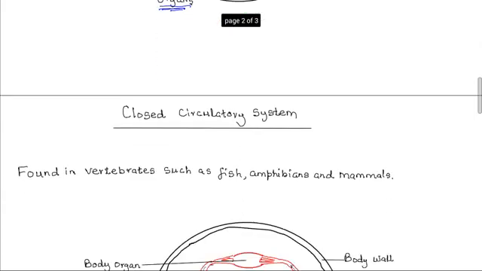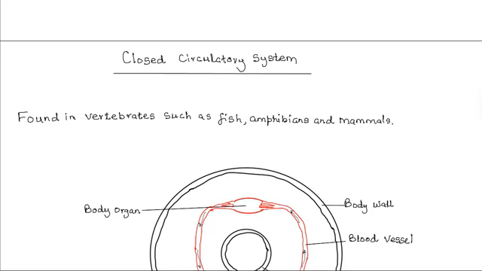The second circulatory system is the closed circulatory system. Now, in this system, the blood is pumped and flows through closed vessels. So here, the blood is confined within closed vessels. It never leaves. The blood never comes into contact with the tissues directly. This system is found in vertebrates, such as fish, amphibians, mammals, and of course reptiles and birds.